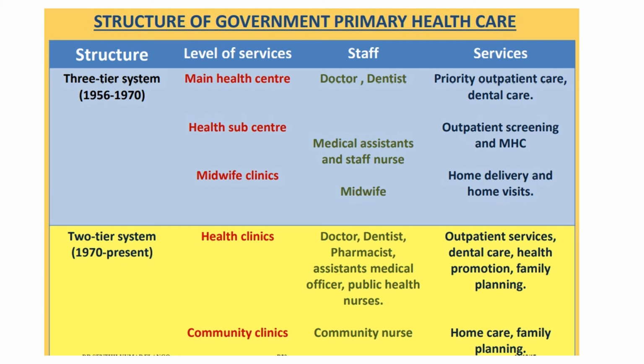But they changed this system in 1972, and they are following the new system till now. The first tier is health clinics, with doctors, dentists, pharmacists, assistant medical officers and public health nurses. The services are outpatient services, dental care, health promotion and family planning. Then community clinics, where community nurses provide home care and family planning.